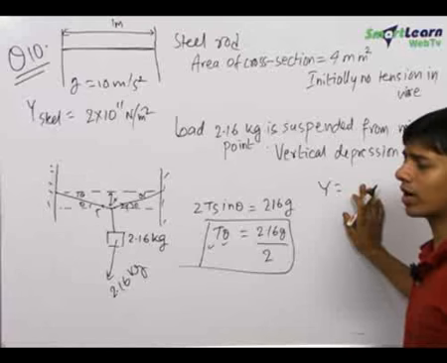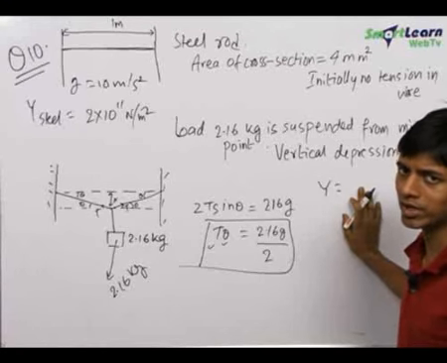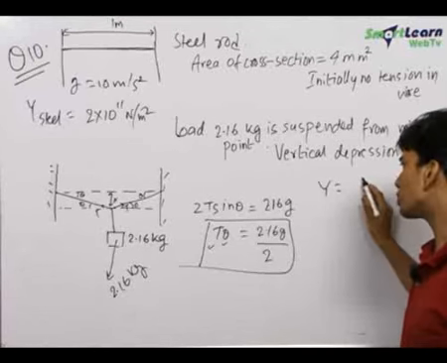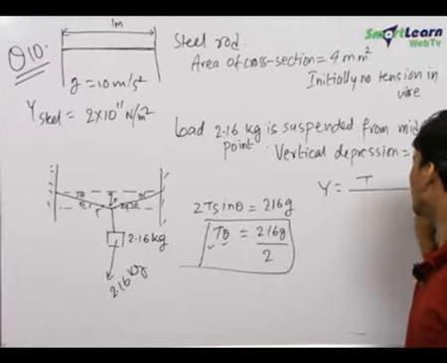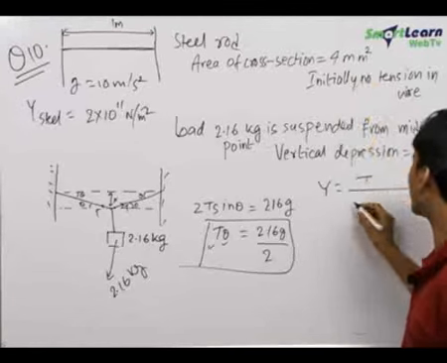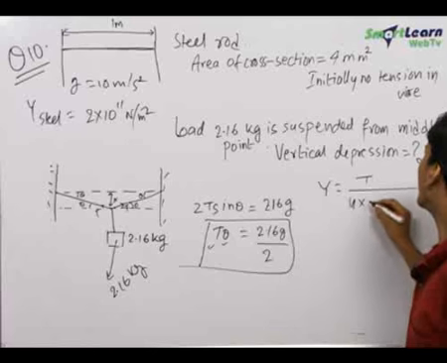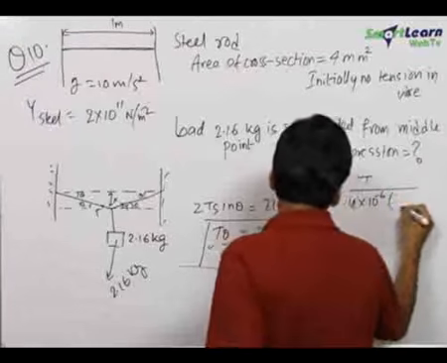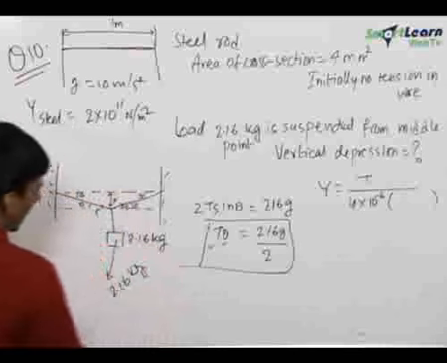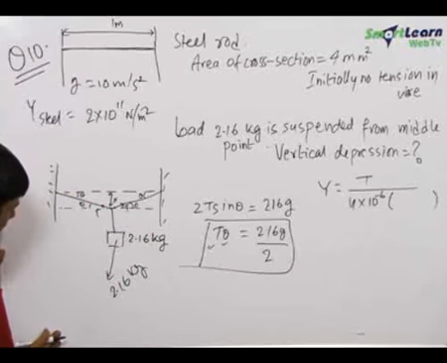So the other equation will come from the formula of Young's modulus, that is equal to stress upon strain. Y is equal to stress upon strain. We already know the stress to be equal to T upon the area of cross section, that is given to be 4 into 10 raised to minus 6 meter square. We need to write down the strain here. Let us find out the strain value.